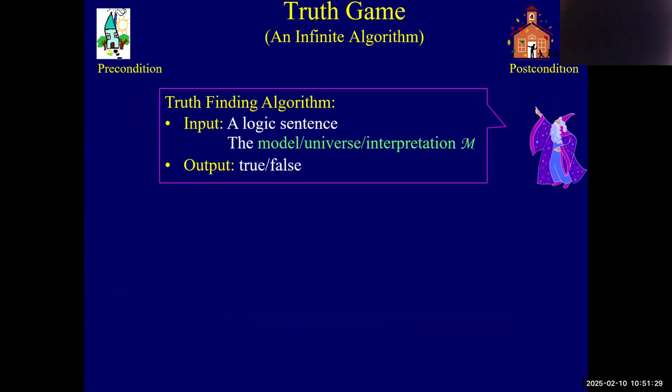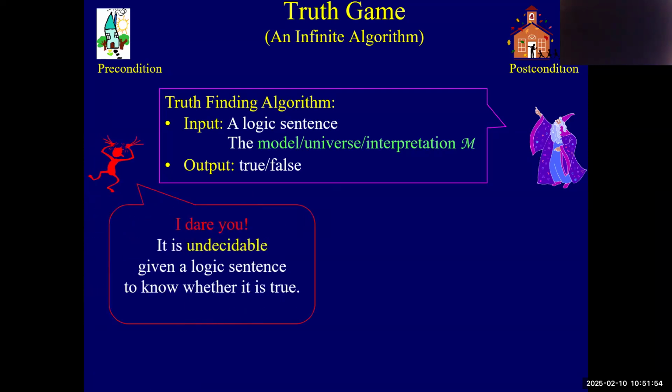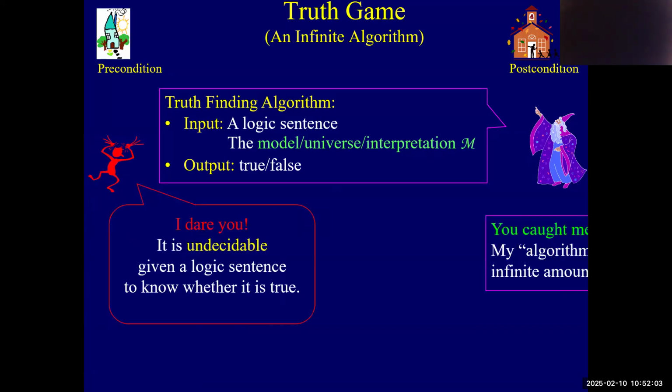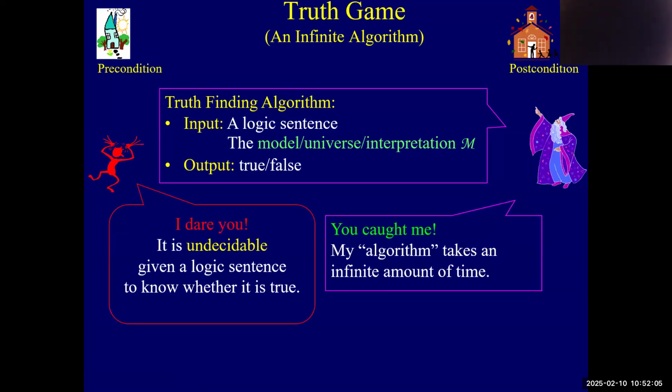All right, so let's just come up with an algorithm here. What's the algorithm? The input is a sentence and a model, and we want to decide whether it's true or not. Of course, if you've been reading up on Gödel, you know that this is impossible, but we're going to do it anyway. We're going to have a kind of infinite algorithm.